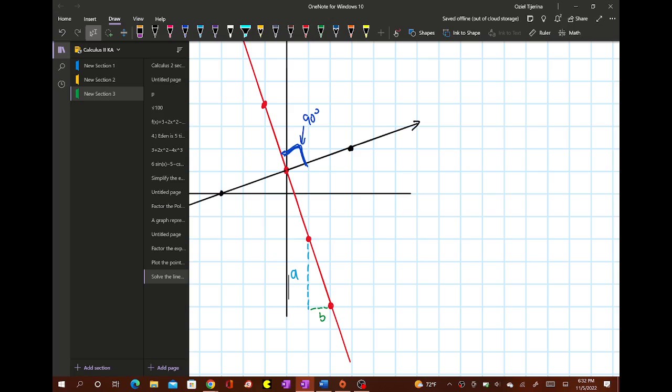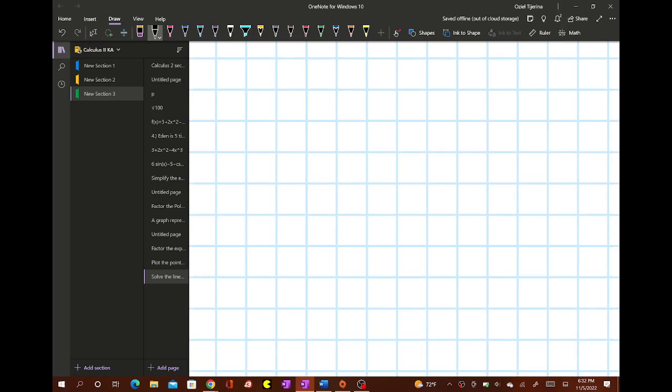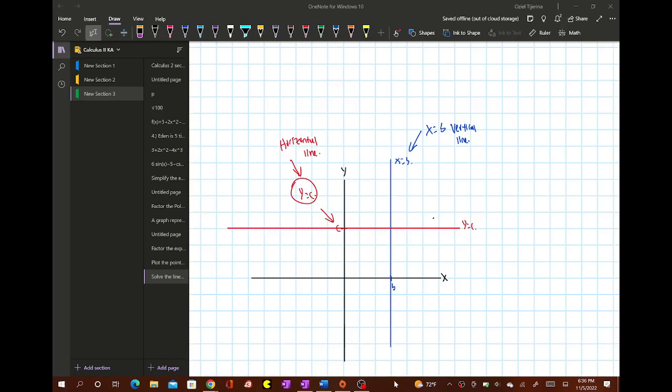I did forget to go over horizontal lines. I also went over vertical lines in algebra. I'm going to quickly go over that. Horizontal lines are of the form y equals c, where c is any number. So just for the sake of it, I'm going to go over both. A horizontal line means it's of the form y equals c.